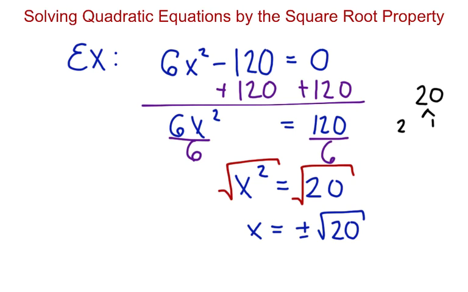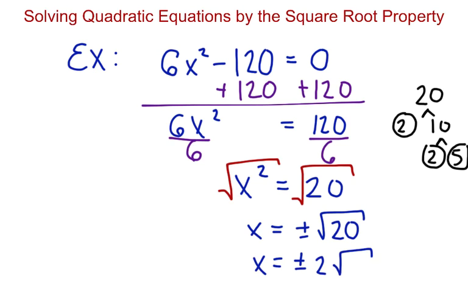20 is 2 times 10. 10 is 2 times 5. So the factors of 20 are 2, 2, and 5. Therefore, it can be simplified as plus or minus 2 square root of 5, because we had that pair of 2's there. And the solution set notation here could be negative 2 square root of 5 and positive 2 square root of 5. So those would be our two solutions here.